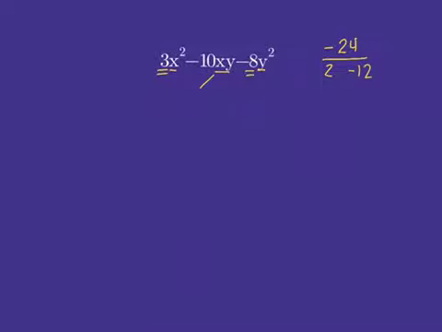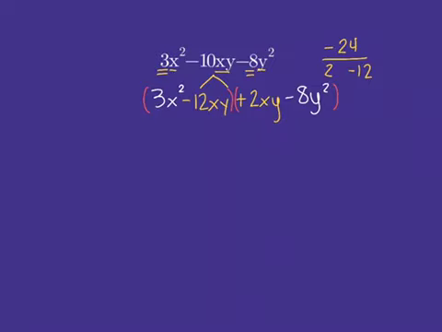We're going to break this middle term apart into negative 12xy and then positive 2xy. So it still equals negative 10xy. We're just writing it with two terms instead of one. We have the 3x squared at the front and the minus 8y squared at the back. So then we're going to group the first two and the second two.